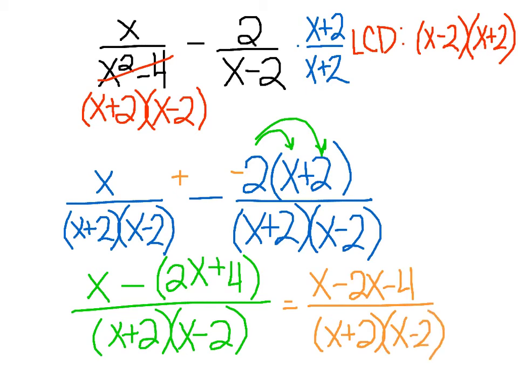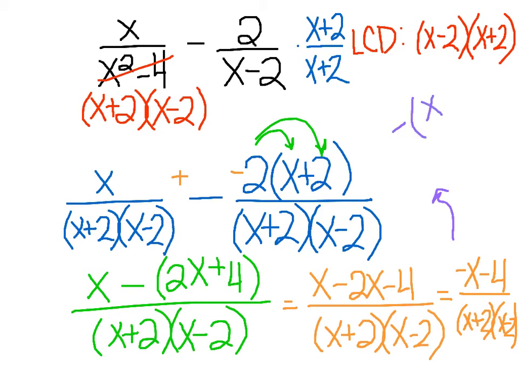Looking at that further, we have x minus 2x, which is negative x, minus 4 over x plus 2 times x minus 2. Now I've run out of space here, but I want you to simplify it one step further because that is our final goal, to simplify. So I'm going to write my answer up here. Take out the negative, and you have x plus 4, so negative of x plus 4 over x plus 2 times x minus 2.